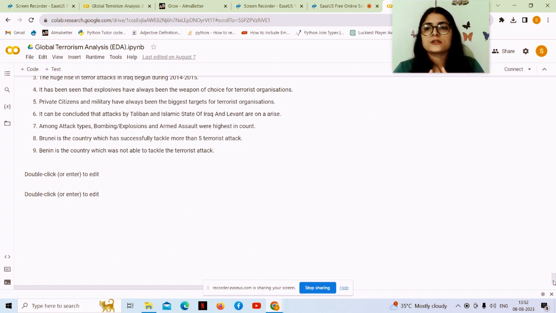It can be concluded that attacks by the Taliban and ISIL, Islamic State of Iraq and Levant, are on a high rise. Among attack types, bombing or explosions and armed assaults were highest in count. Brunei is the country which has successfully tackled more than 5 terrorist attacks, and Benin is the country which was not able to tackle terrorist attacks.